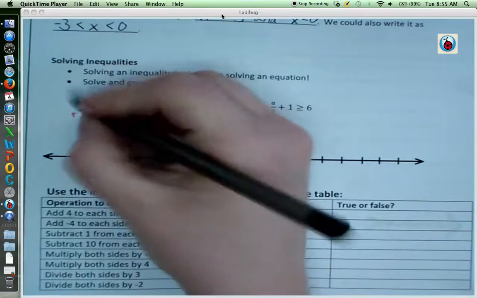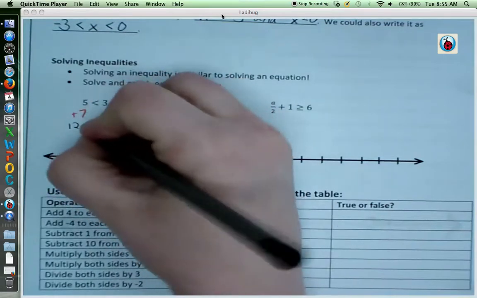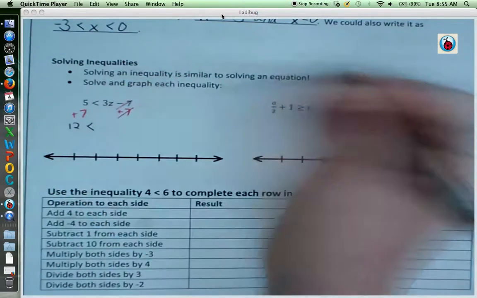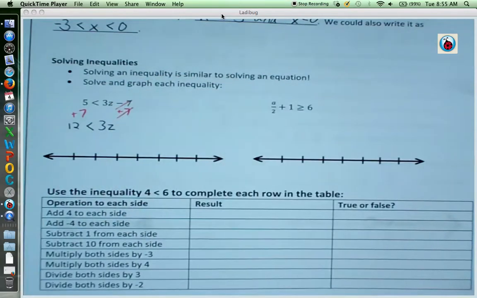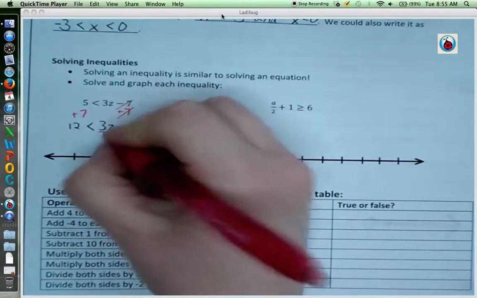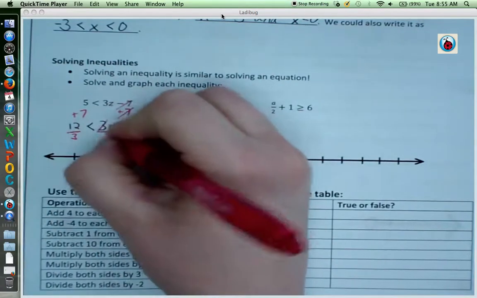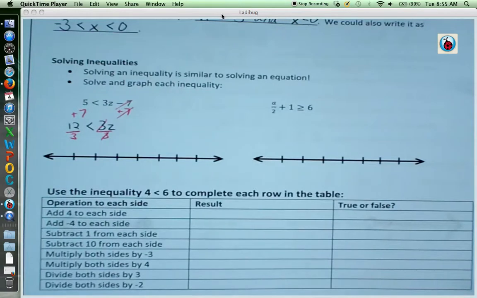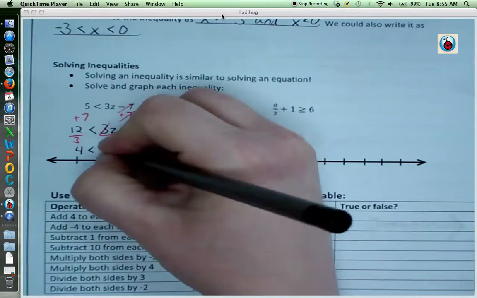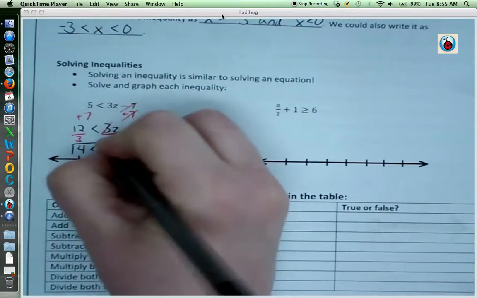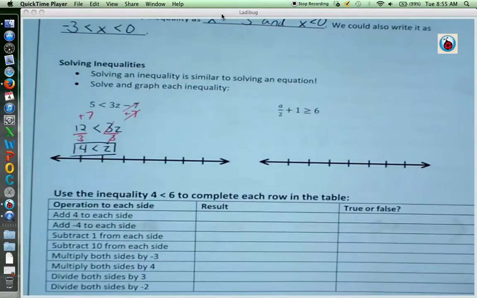I end up with 5 plus 7 is 12. I'm going to bring down my less than symbol, and I still have 3z. And z is not by itself yet, so I also need to divide both sides by 3 to cancel that coefficient of 3, and I get, let's see, 12 divided by 3 is 4, is less than z. That is my solution to the inequality. 4 is less than z.